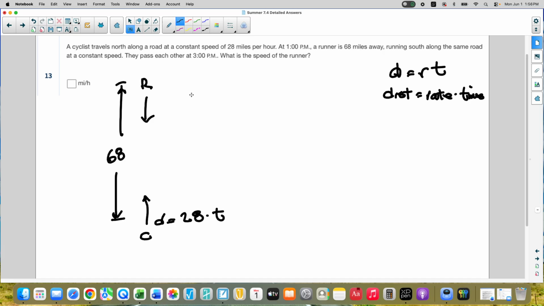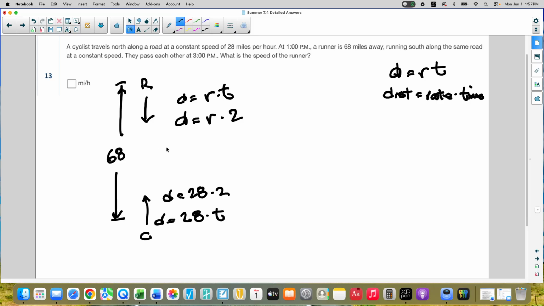Okay, we don't know what his speed is, so his distance is going to be, we'll call it R for rate, times time. So distance equals rate times time. They pass each other at 3 p.m., so that's 2 hours. So we know what time is for both of these travelers. His new formula is D equals R times 2. The cyclist's formula is D equals 28 times 2.